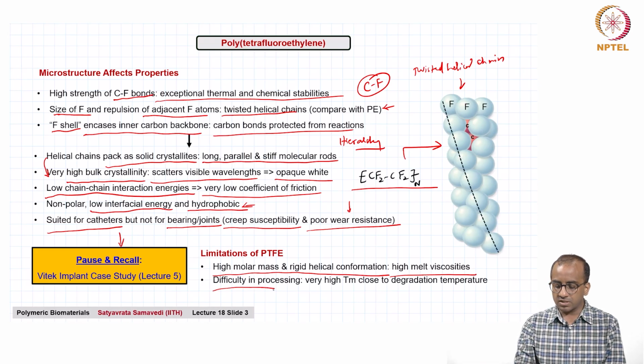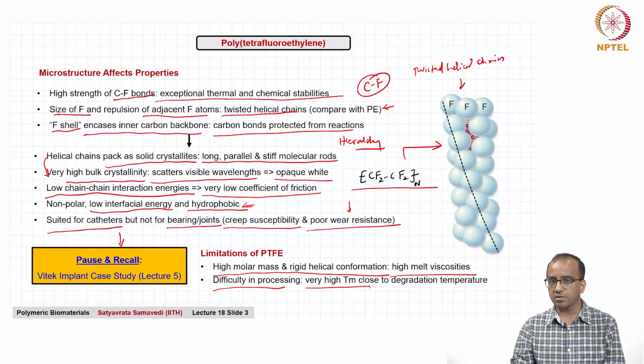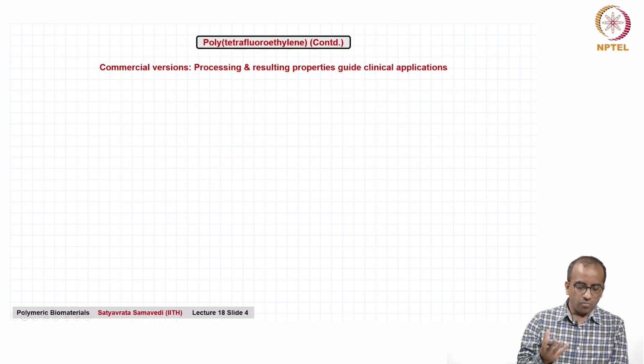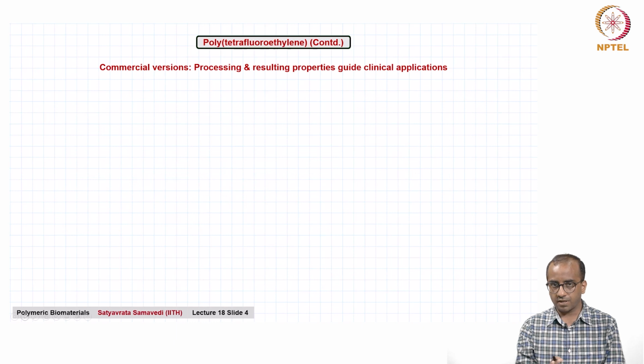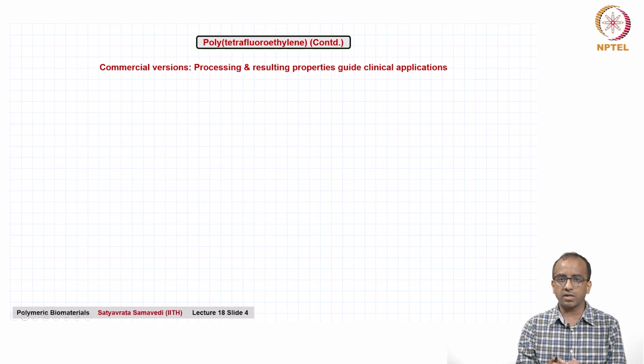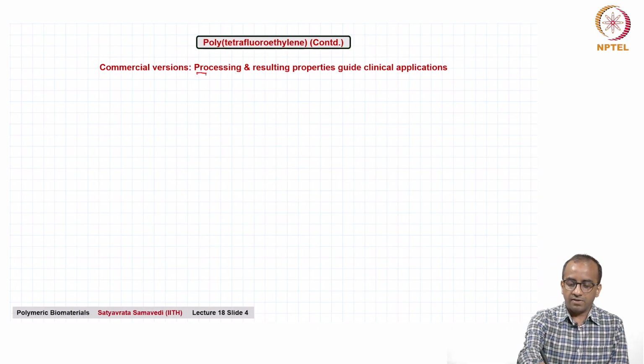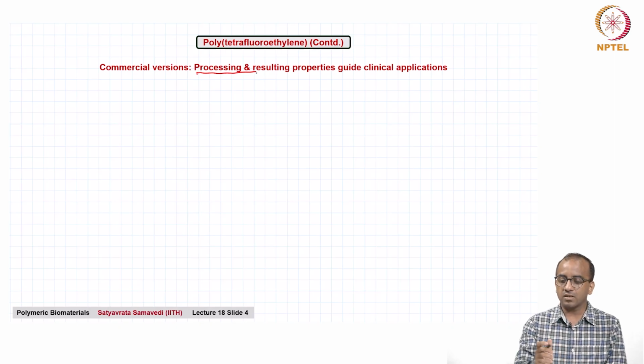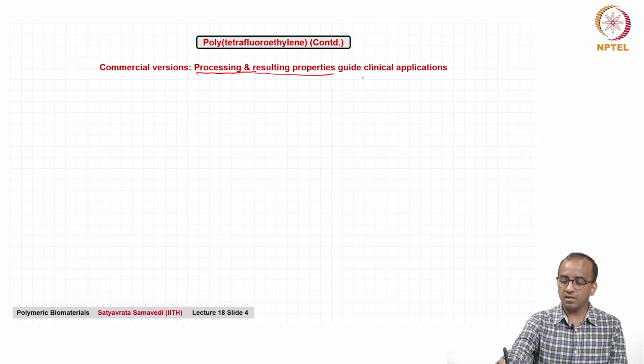Another difficulty with processing is the very high melting temperature, which is not too far away from the degradation temperature. So, if it is not carefully controlled, you can quickly end up degrading the material. Now, commercial versions of PTFE overcome these limitations, and we will look at two important examples, one from DuPont, one from Gore. And we will see how processing the material differently or changing the structure a little bit can result in slightly different properties, making it more processable, which also helps in clinical applications.